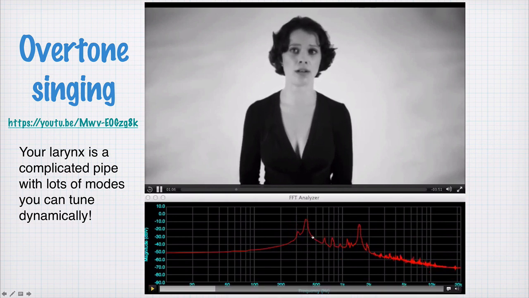So this time around, she's changing the fundamental frequency. In that first set, she kept the fundamental frequency the same and then changed her mouth so that she chose to enhance or suppress different higher modes. Now she's moving the fundamental around.